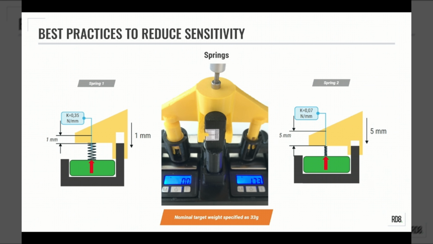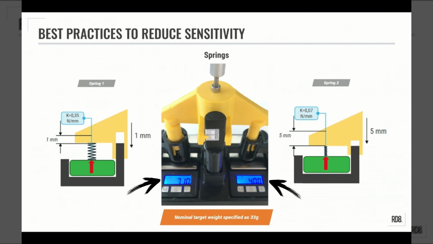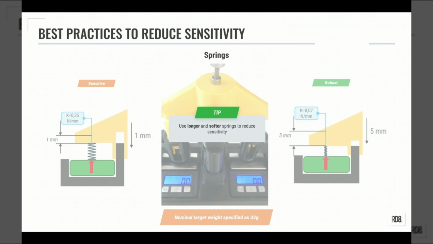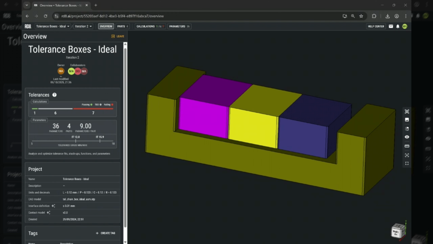First, we compress the springs until the nominal target weight of 33 grams is reached. Now we increase the compression of both springs slightly, and look at that difference. The softer spring increases the weight to 40 grams, while the stiffer spring reaches 71 grams. It is clear that the short and stiff spring is more sensitive to variations in the spring compression. So, if you want to reduce the effect of the spring compression on the output of your designs, use longer and softer springs instead.